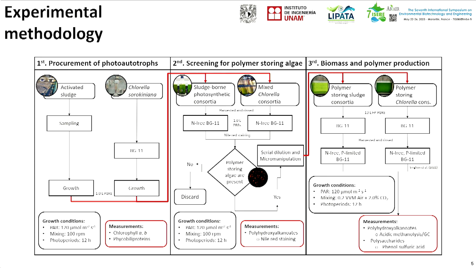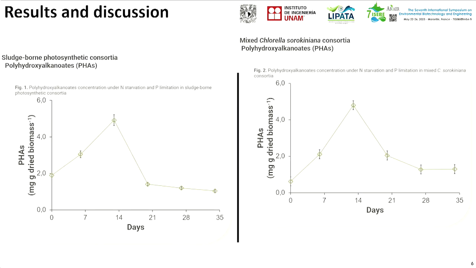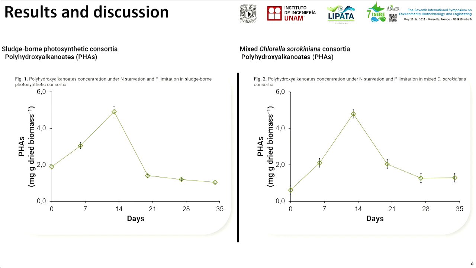During this last step, we quantitatively assess the polyhydroxyalkanoates and polysaccharides production through the acidic methanolysis GC method and the Dubois method, respectively. Now, as part of our results, I will mostly focus on the results of our last phase. What we observe is that in the selected consortia, especially the sludge-borne photosynthetic consortia, during the first 14 days we observe an exponential increase in the accumulation of polyhydroxyalkanoates under these nutrient-impaired and CO2-enriched conditions.